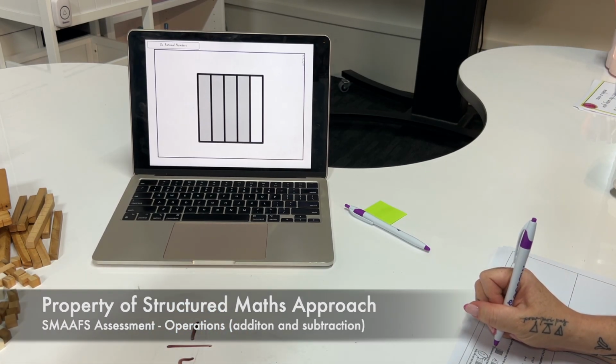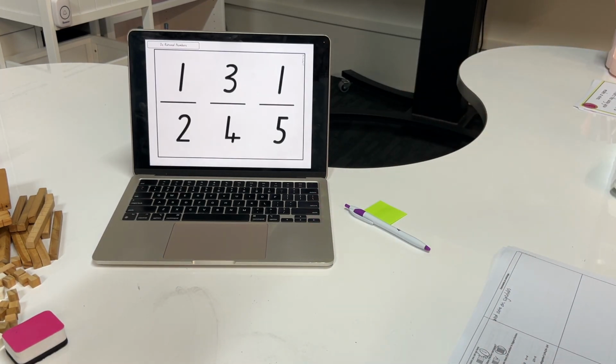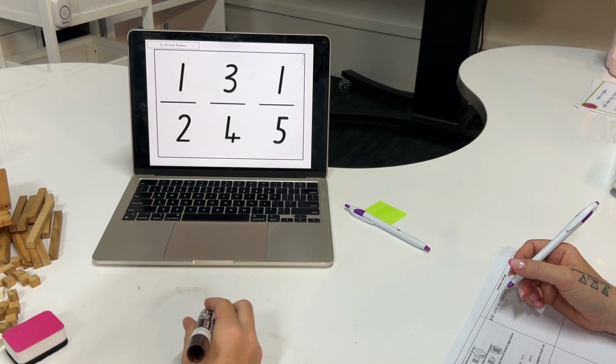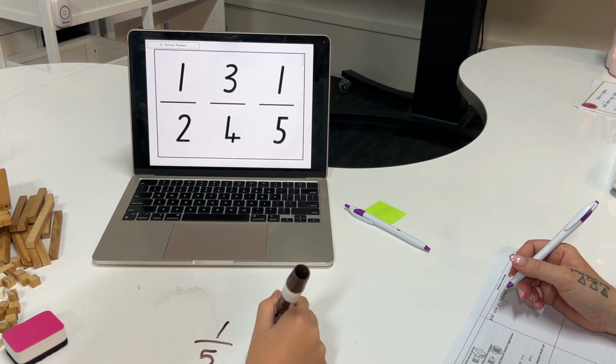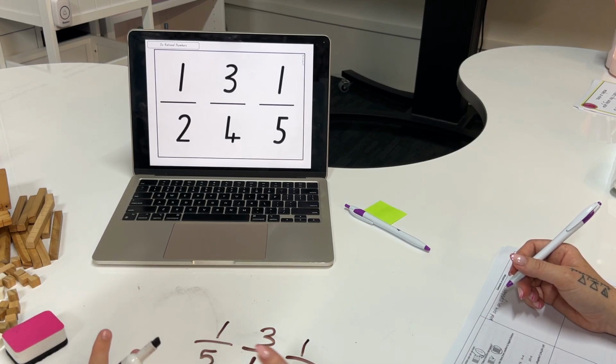Cool, okay. I'm going to show you 3 fractions here, and I want you to put these in order from the smallest fraction to the biggest fraction, okay? Smallest to the biggest fraction. Okay, why did you do that? Why did you do it in that order?